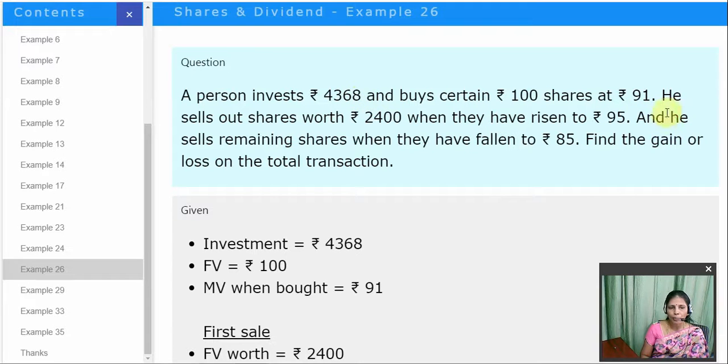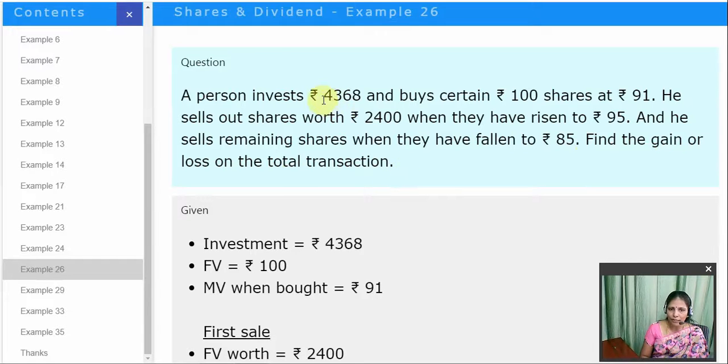And then he sells out shares worth rupees 2,400 when they have risen to rupees 95. So when the market value goes up, now he is selling a few shares worth 2,400, and he sells the remaining shares when they have fallen to rupees 85. Find the gain or loss on the total transaction.